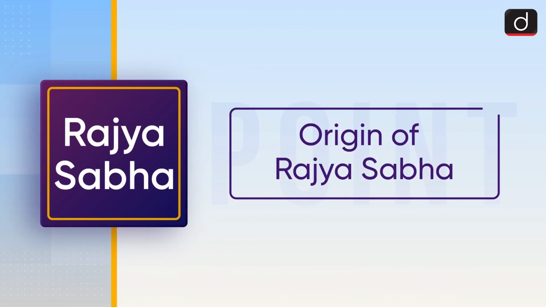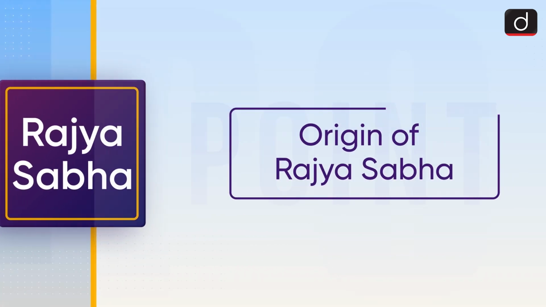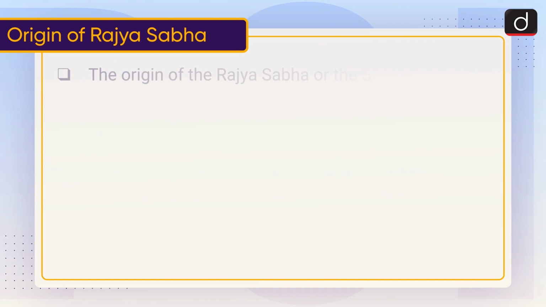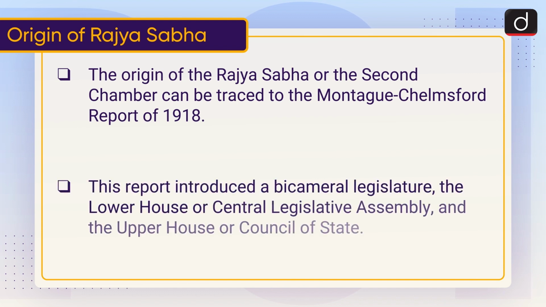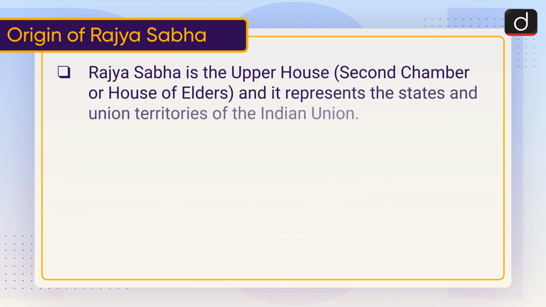Now let's discuss the origin of Rajya Sabha. The origin of the Rajya Sabha, or the second chamber, can be traced to the Montague-Chelmsford report of 1918. This report introduced a bicameral legislature: the lower house or Central Legislative Assembly, and the upper house or Council of State. Rajya Sabha is the upper house, second chamber or house of elders, and it represents the states and union territories of the Indian Union.